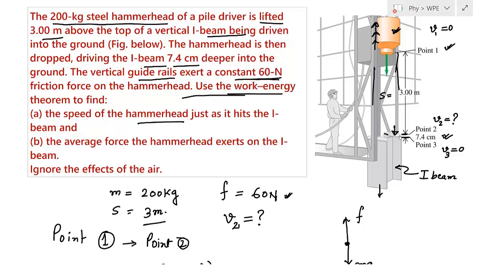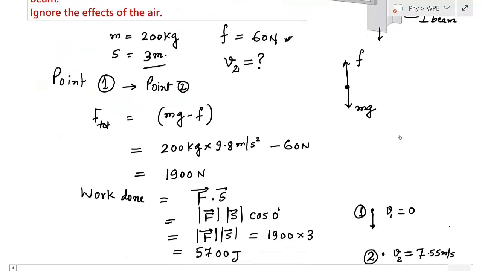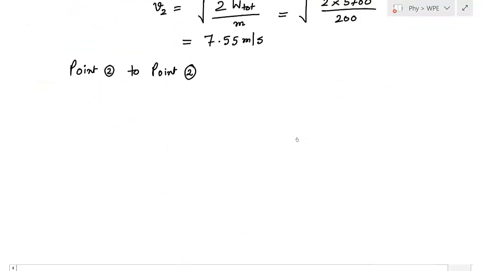So what is the free body diagram when the hammer is moving from point 2 to point 3? So mg will be acting, and what other force will be acting? You will have the friction force due to the guided rail, and apart from this you will also have a normal reaction, let's call it small n. So three forces are acting: mg, friction, and normal reaction. I can show the normal reaction this side.